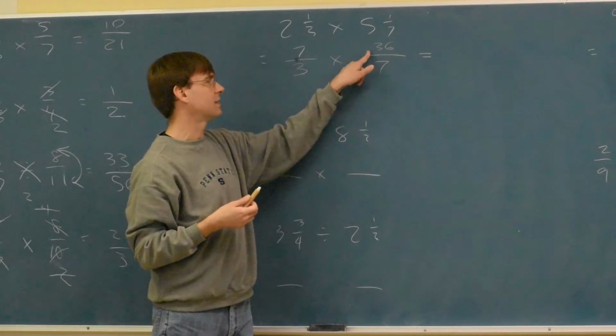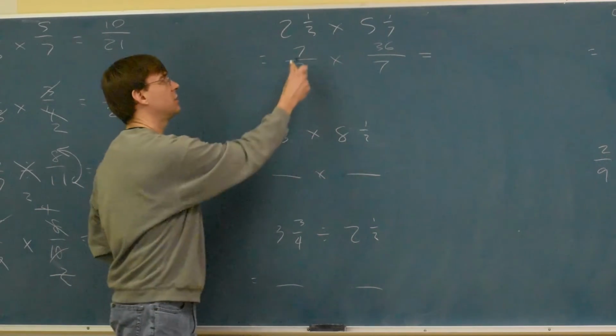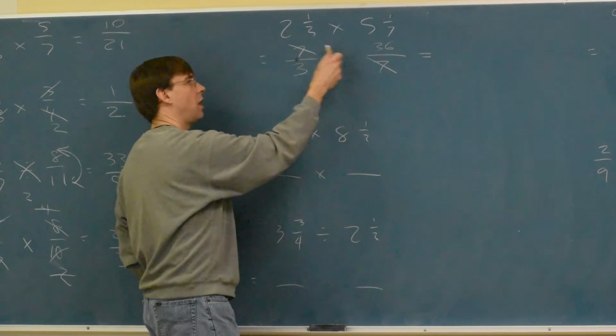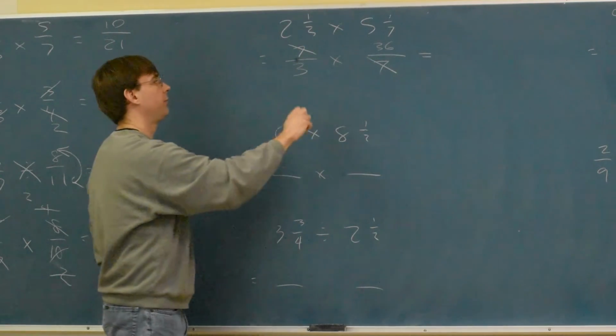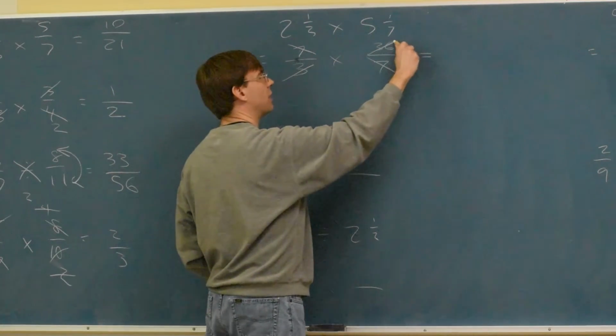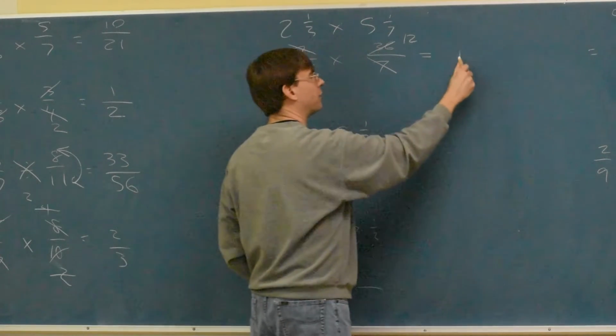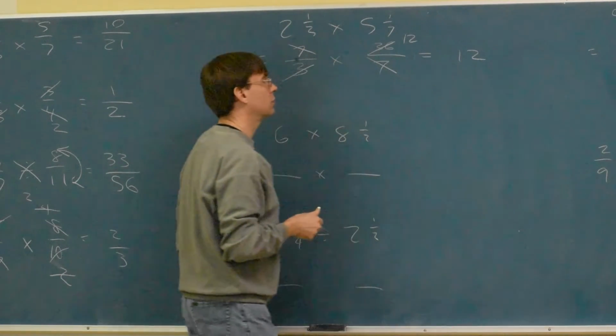7 times 36 is getting a little big. A lot easier to cancel the 7s. Perfect matches, just cross them out. 1 on the top, 1 on the bottom, cross them out. Likewise, 3 goes into 36 12 times. The only thing we're left with is a 12, and the answer is 12.